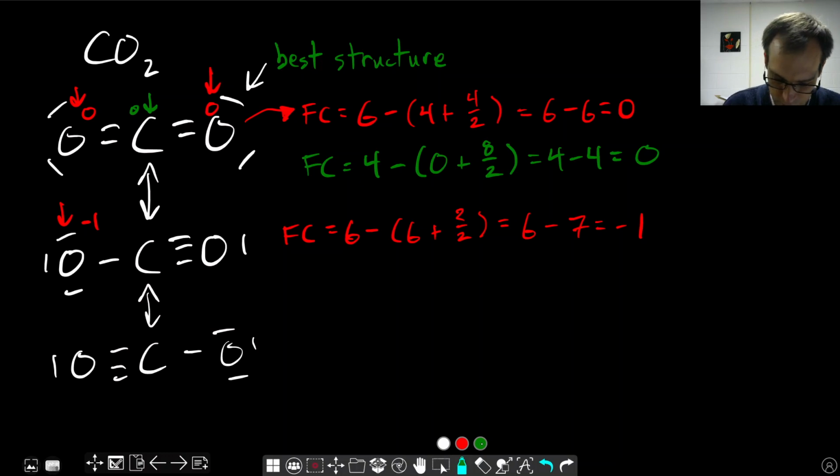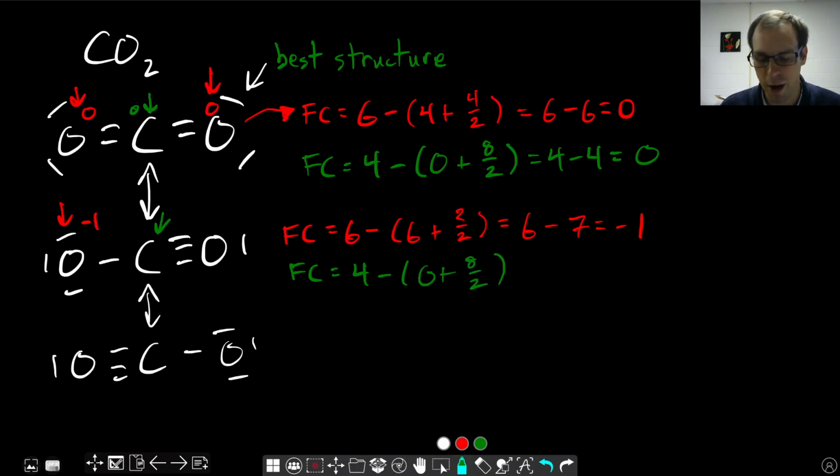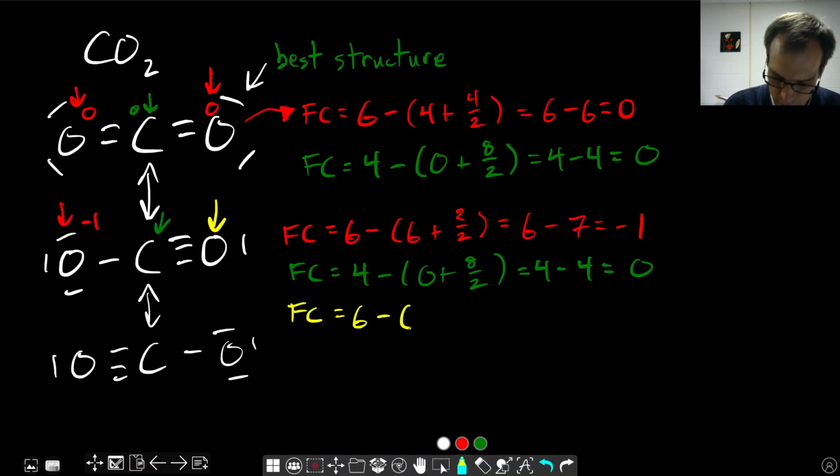We can do the carbon in the middle, and we end up with actually the same exact calculation we had before. It's 4 minus 0 plus 8 over 2. We still have a total of 4 bonds to carbon, and those electrons are shared equally, so we end up with 4 minus 4 again, which is equal to 0. And now let me get a new color. We'll do yellow for this oxygen here. Its formal charge is equal to 6 minus, now we only have 2 non-bonding electrons and 6 bonding electrons in that triple bond. And we'll finish this in just a second.